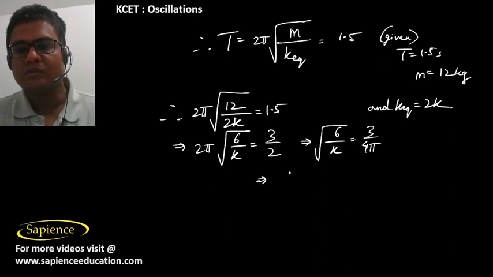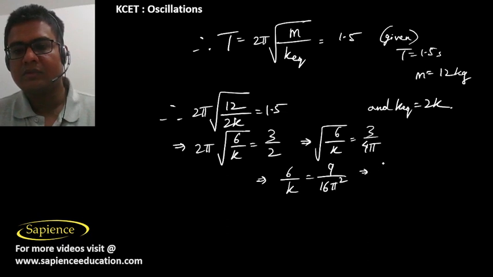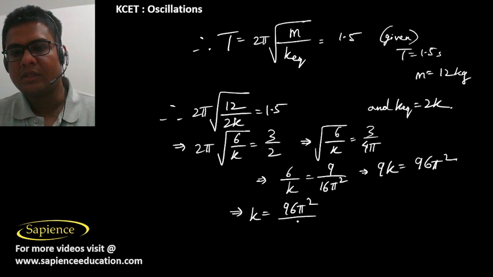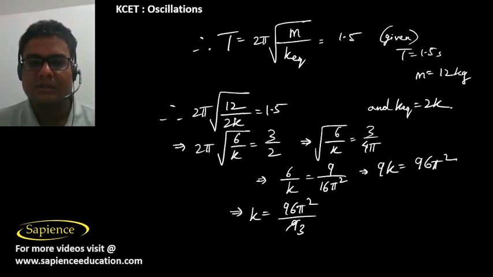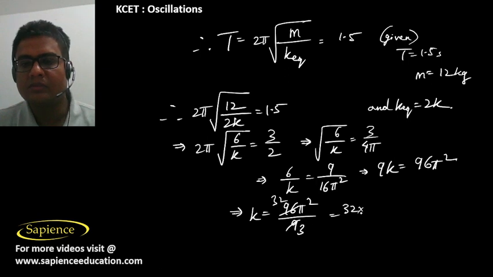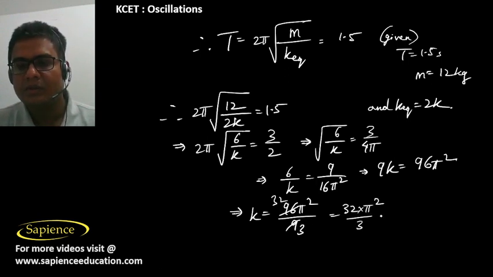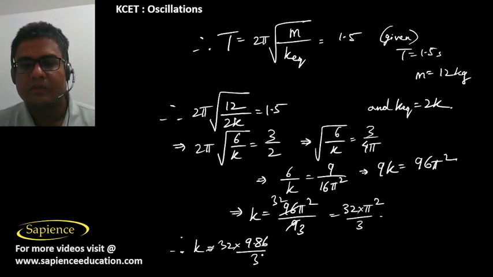Now we have to square both sides, then we get 6 by k equal to 9 by 16 pi square. So 9k is equal to 16 into 6, 96 pi square. Therefore k is equal to 96 pi square by 9. So 3 3s are 9, 3 2s are 6. So this is 32 pi square by 3. So k is approximately 32 into, now pi square is approximately 9.86, 9.86 divided by 3.